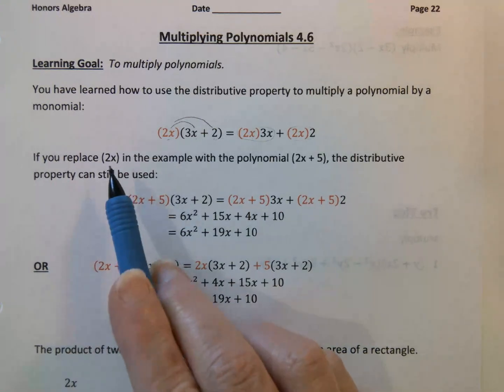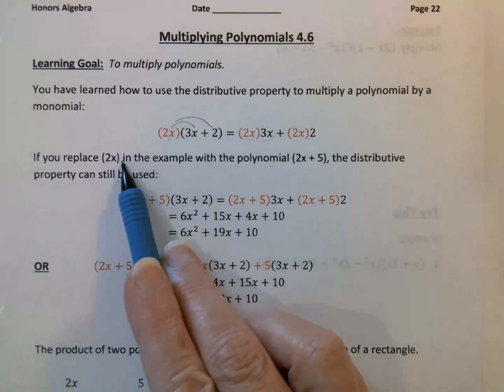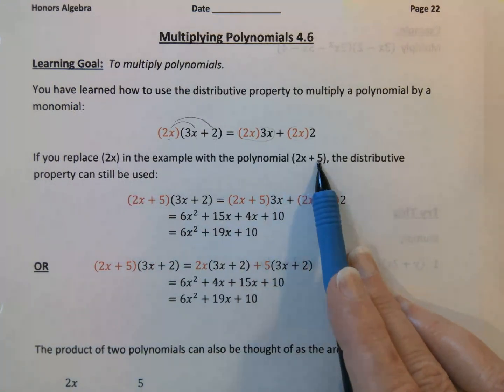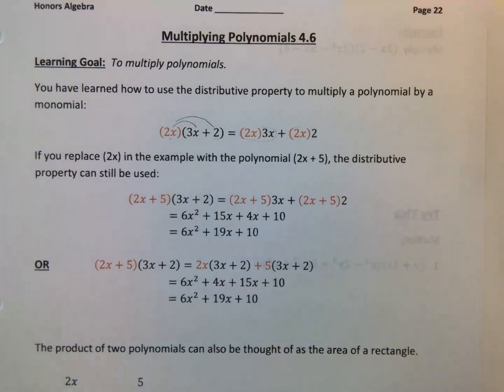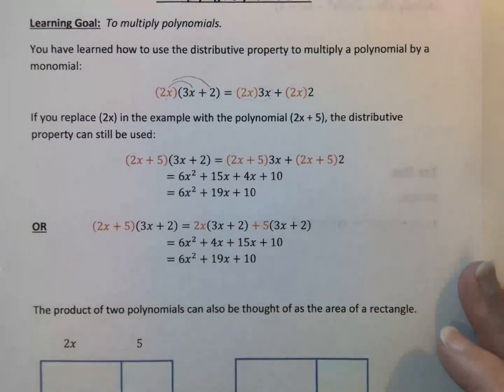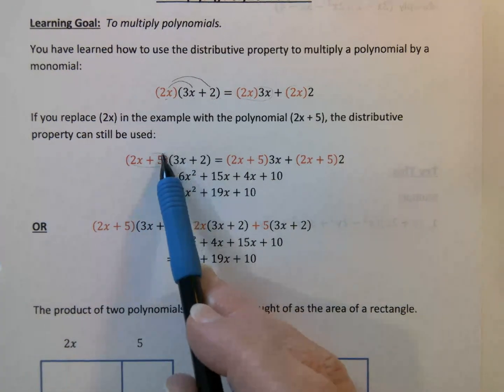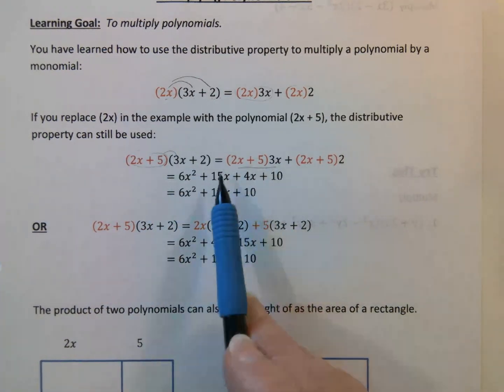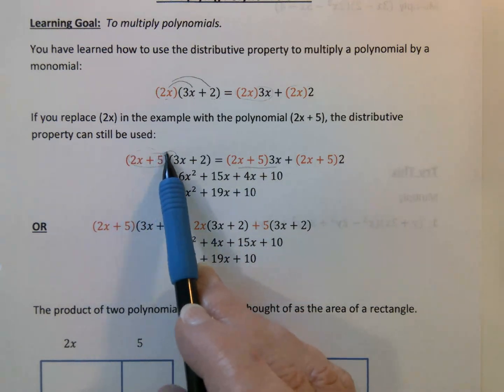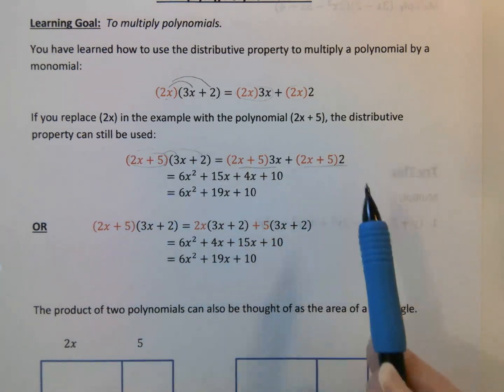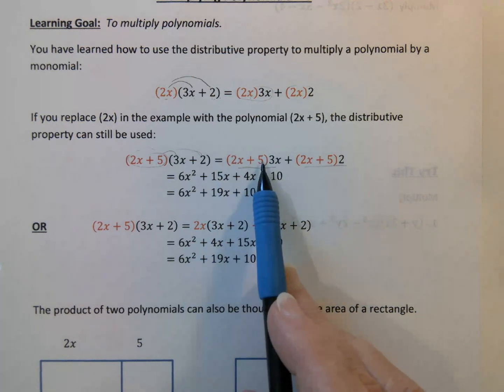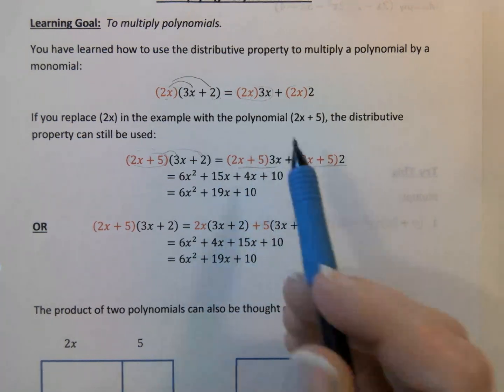Okay, so if we replace the 2x with a polynomial, in this case it's going to be 2x plus 5, we're still going to use the distributive property. So in this case, we're taking this whole thing and we're multiplying it by 3x, as you can see here. And then we're taking this whole thing and we're multiplying it by 2, as you can see here. Well, in order to multiply these, we have to do the distributive property again.